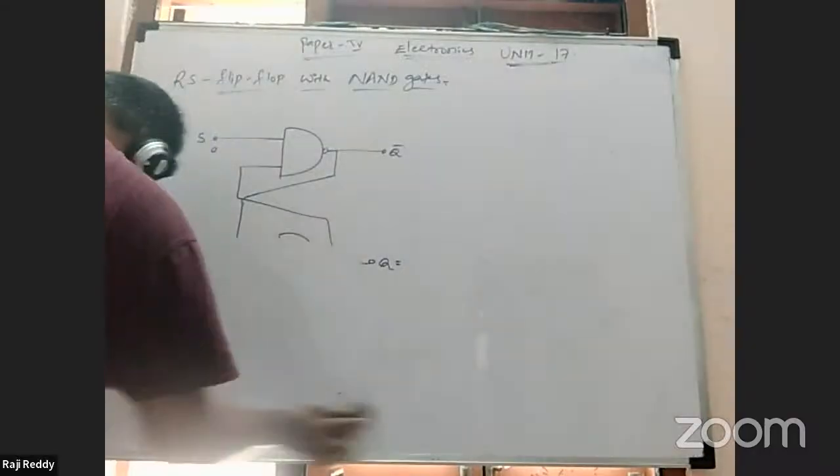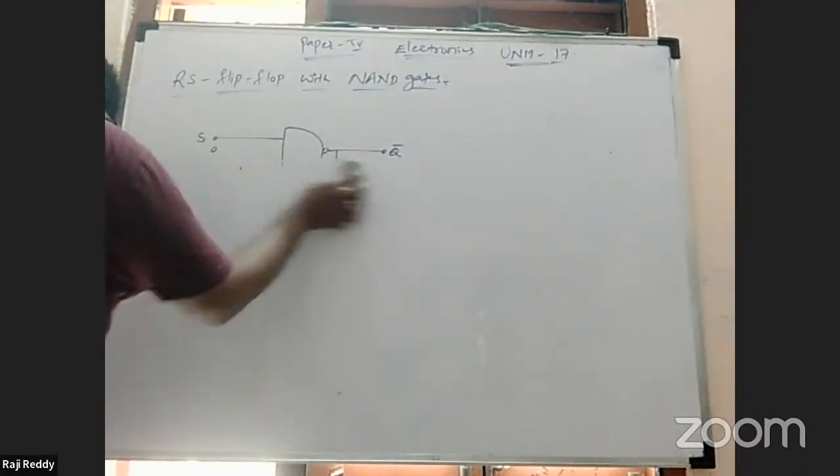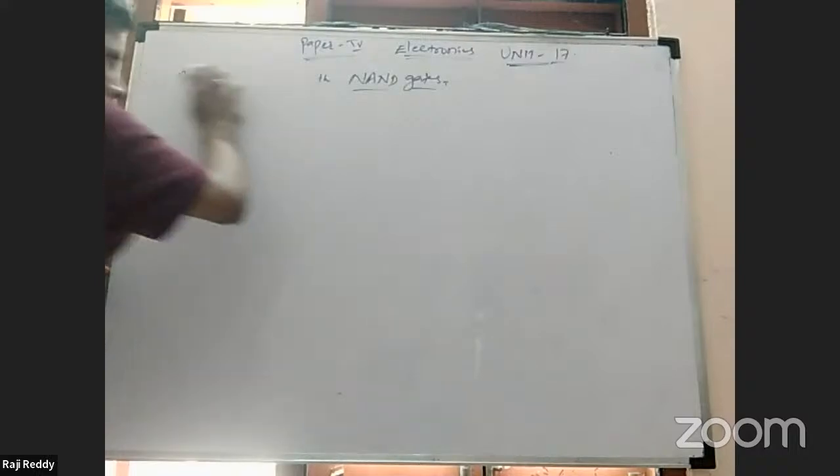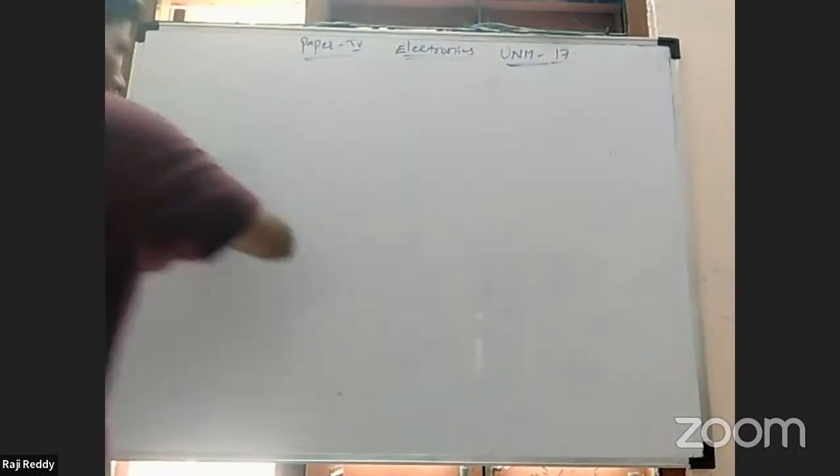You can go through your material, page number 228. Clocked RS flip-flop with AND gate. That is there.